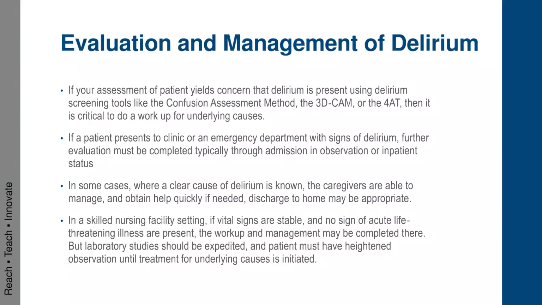In some cases where there's a clear cause of delirium known and the caregivers are able to manage this and obtain help quickly if needed, discharge to home may be appropriate, but this will require a special condition where you have really great caregivers in place that can assess and manage the situation if more problems arise. In a skilled nursing facility, if the vital signs are stable and no sign of acute life-threatening illness is present, the workup and management may be completed there, but laboratory studies should be expedited, and the patient must have heightened observation until treatment for underlying causes is initiated.